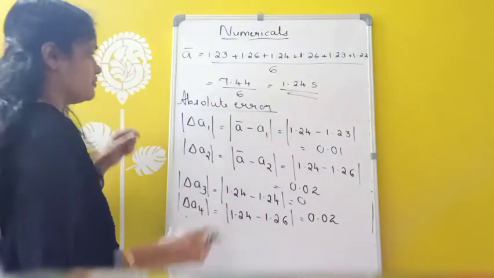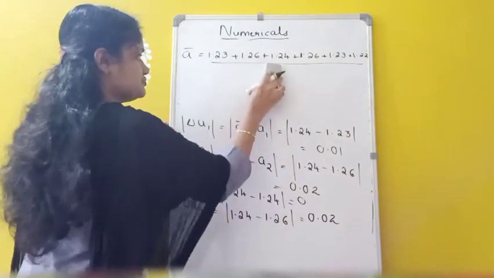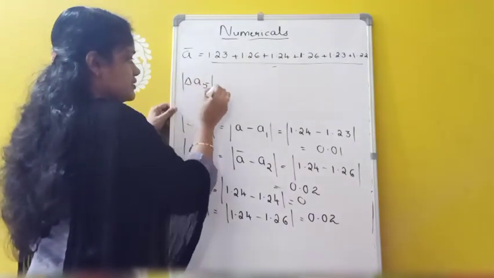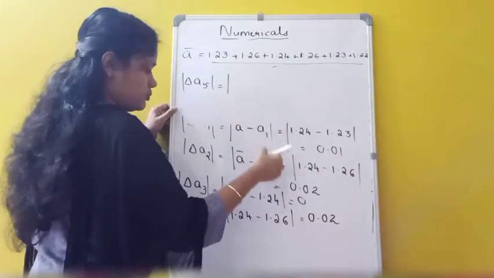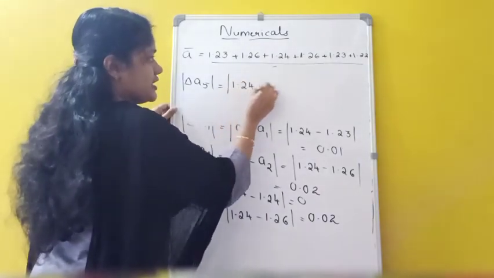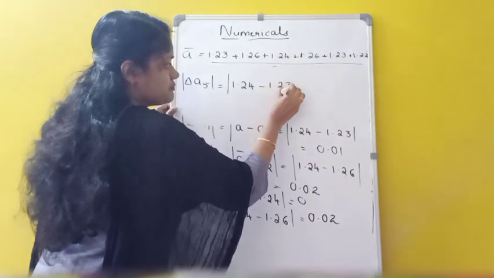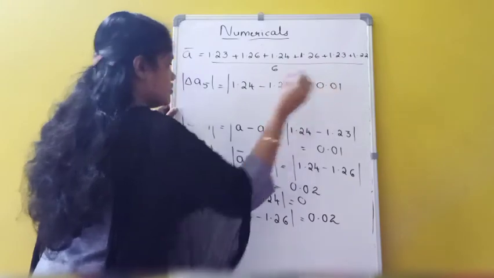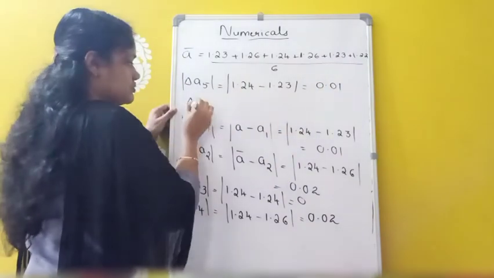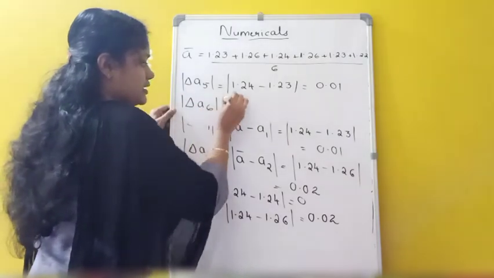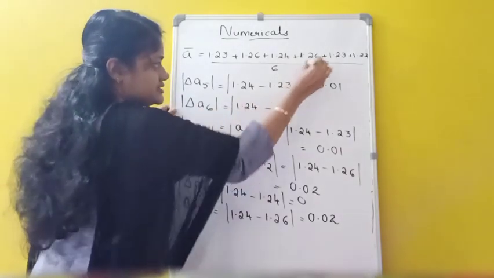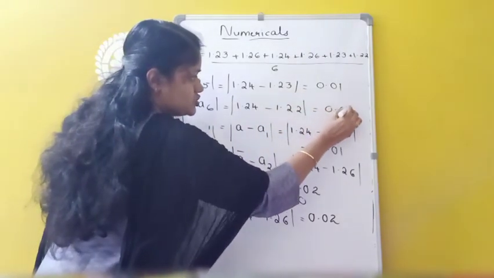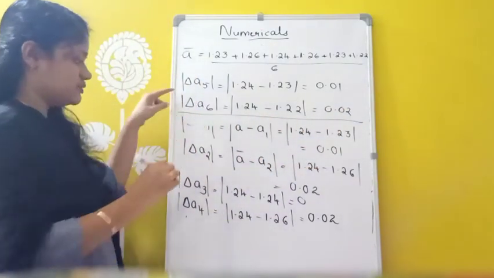Similarly, delta A5 you can find as the true value 1.24 minus the fifth value 1.23, which is 0.01. Similarly, the absolute error in the measurement of the sixth value equals the true value 1.24 minus the sixth value 1.22, and we get 0.02. So this is the absolute error in the measurement of each value.